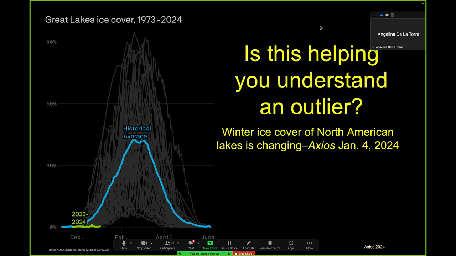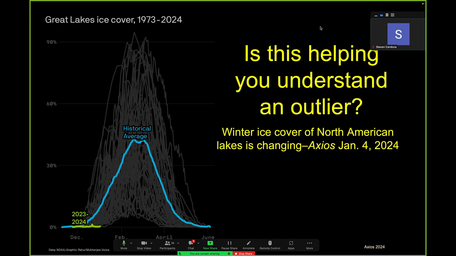Okay. Anybody else? Anybody else have thoughts? Good, bad, indifferent? I think it's pretty effective, but my initial impression was that the 2023-2024 data was really small, which helps the point that they're trying to put out there, but it was hard to notice that in the beginning.